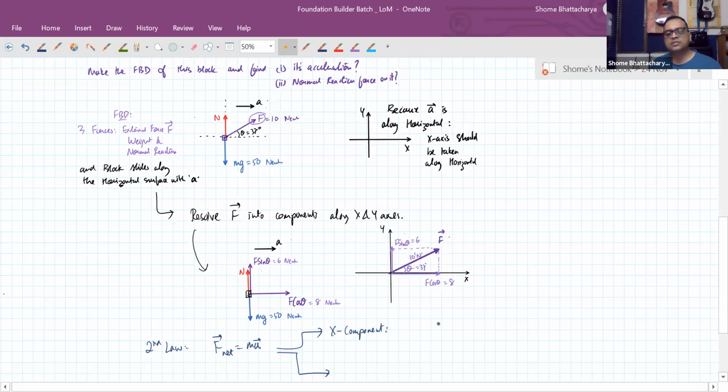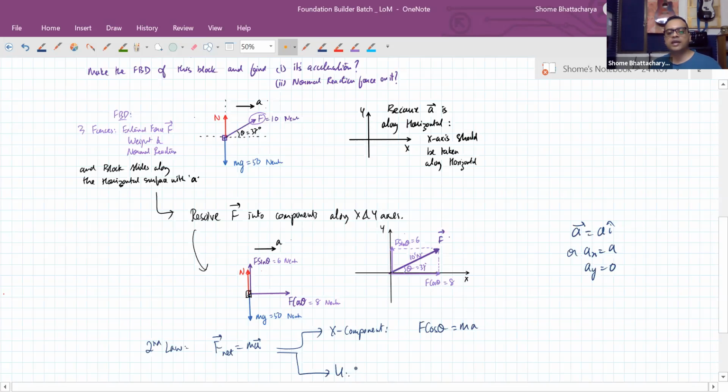So along the x-axis, what is the net force? It is F cos theta. There is no other force. And what is the acceleration? It is a. You can see because the acceleration vector is along the x-axis only. The acceleration vector is a i cap. So we can say that the x component of acceleration is a, the y component of acceleration is 0.